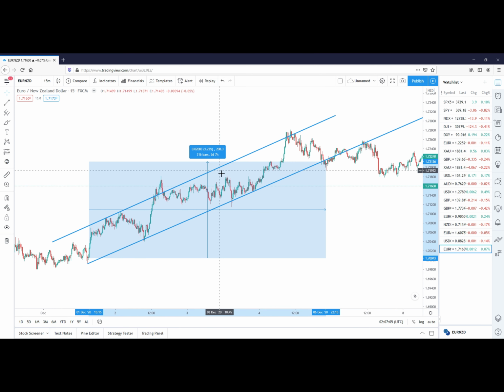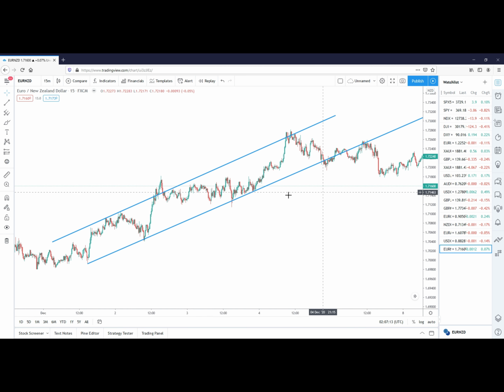So guys, it was 5 days that I had this particular pair open, and it was 208.3 pips when I would have got out of the market, because nothing in here told me to get out of the market before then.